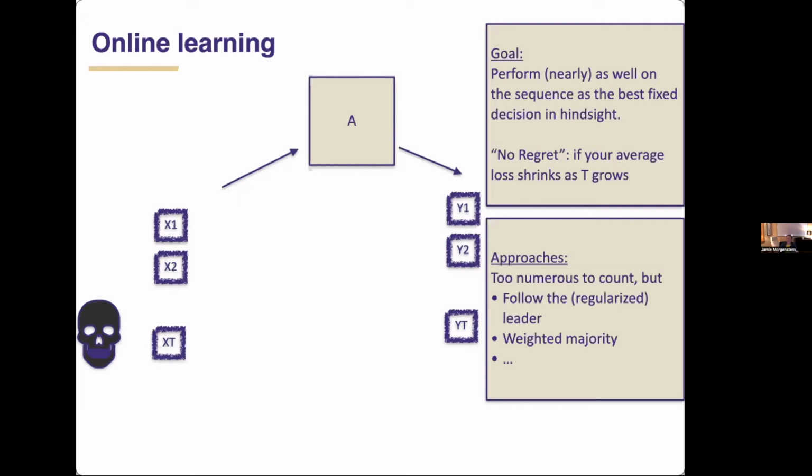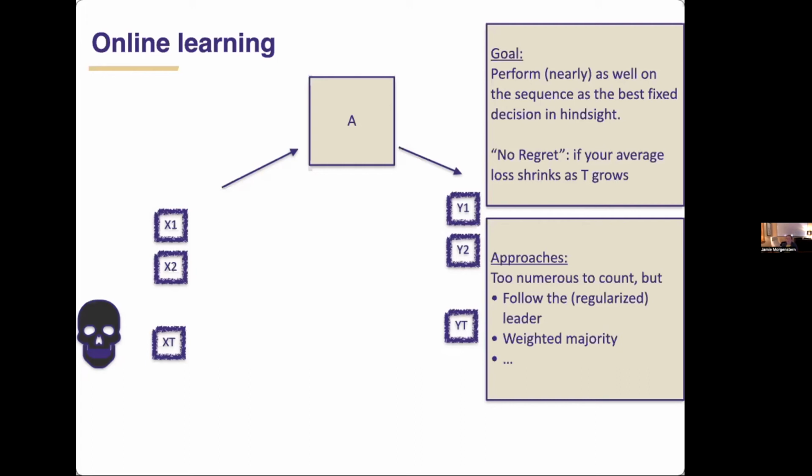So, you could call ERM something like follow the leader. Basically, you look at the last 10 days, what was the model that would have worked best on the last 10 days, play that on day 11. There are a bunch of reasons why that doesn't actually work well, but if you do some regularization, suddenly that works much better.